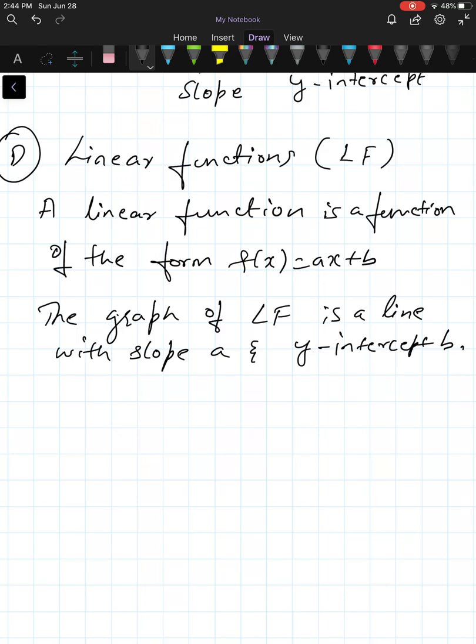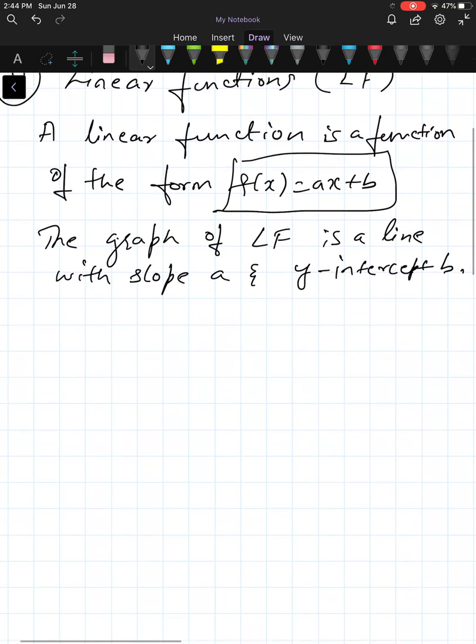So if you are given a function and asked to find out whether it is a linear function or not, you have to reduce the function to a simple form and check whether it matches the standard form, that is f of x is equal to ax plus b. If it matches the standard form, it is definitely a linear function. If not, it is not a linear function. So we will do certain problems of identifying whether a given function is linear or not.